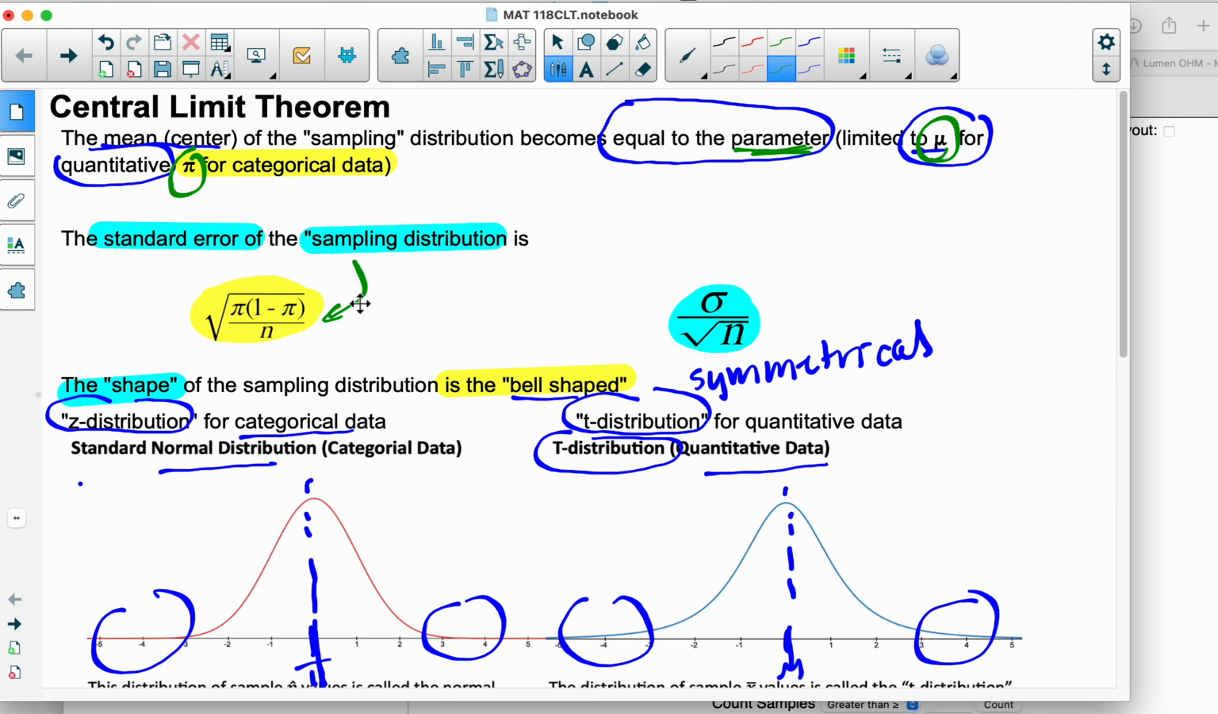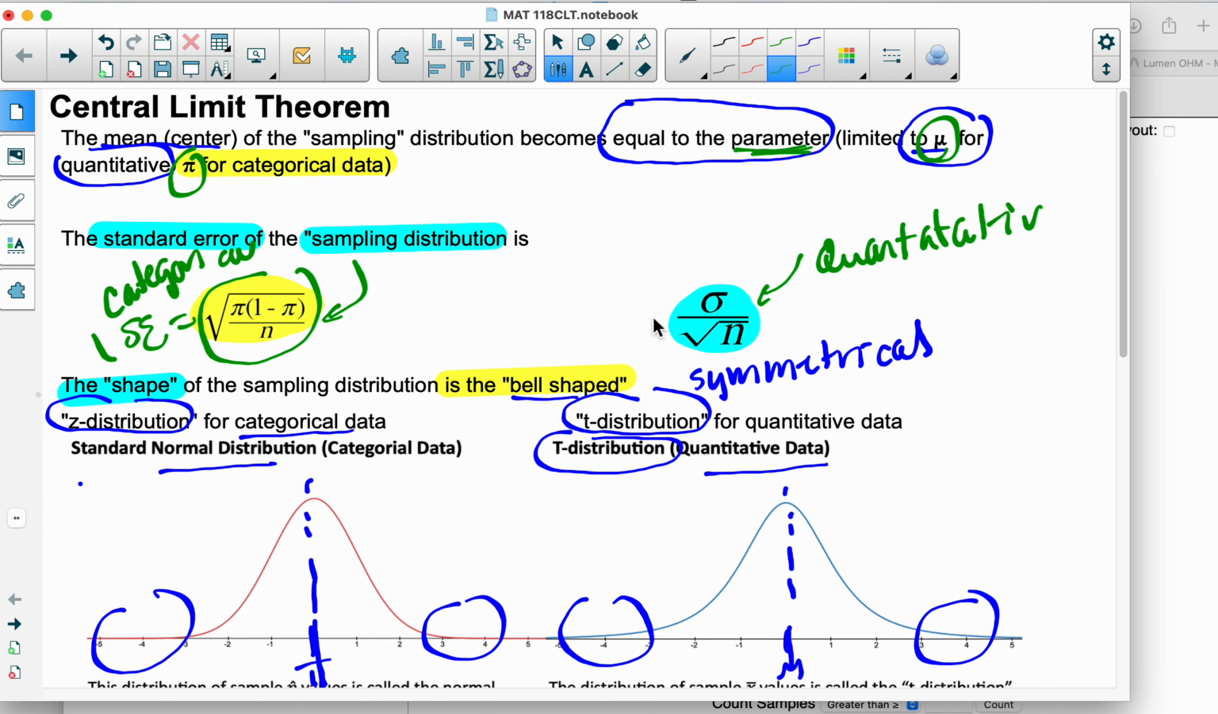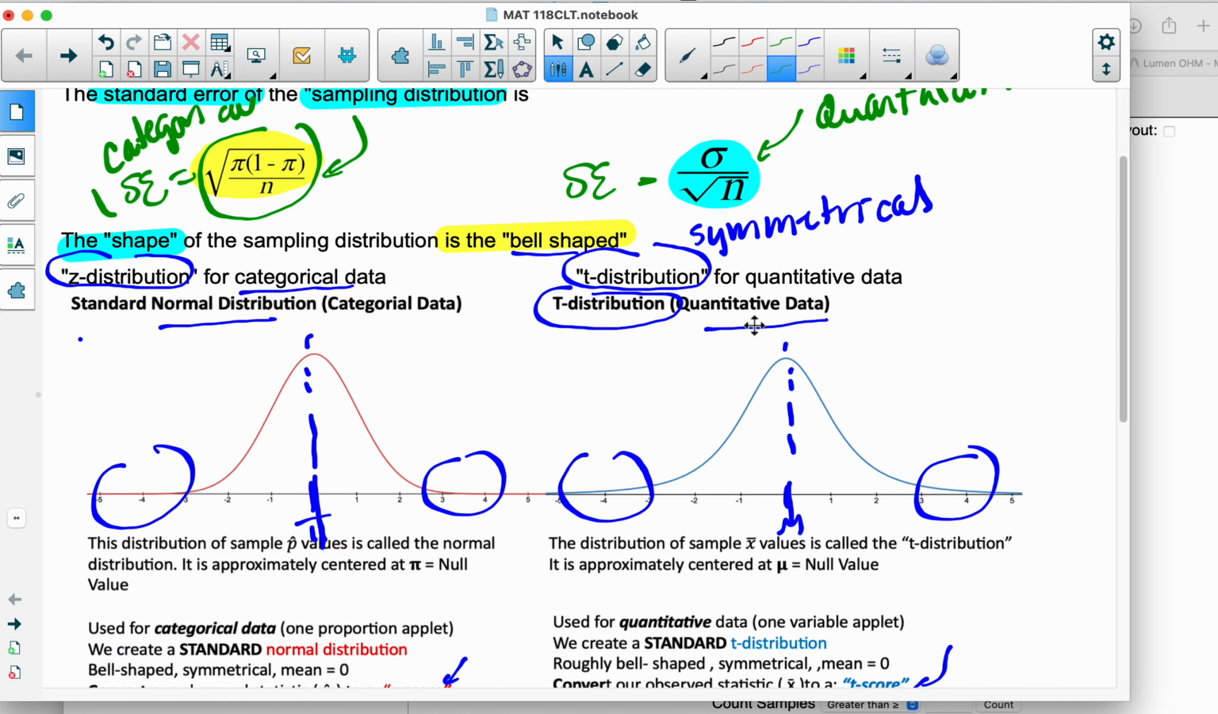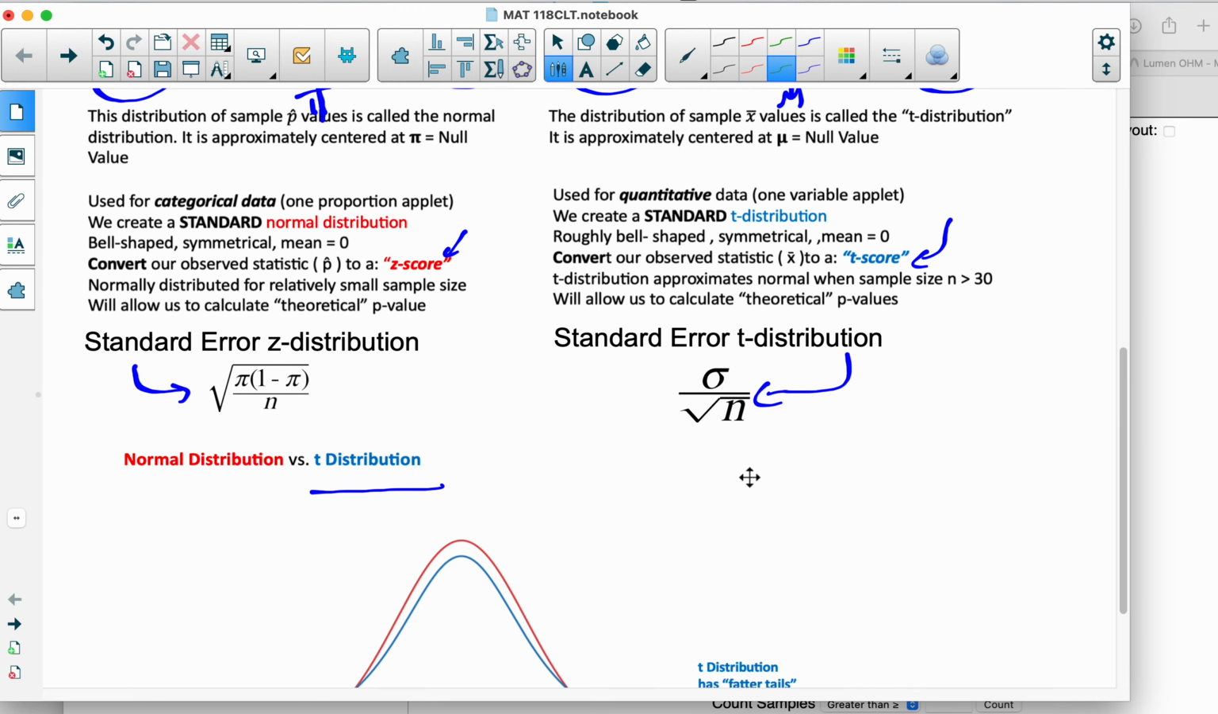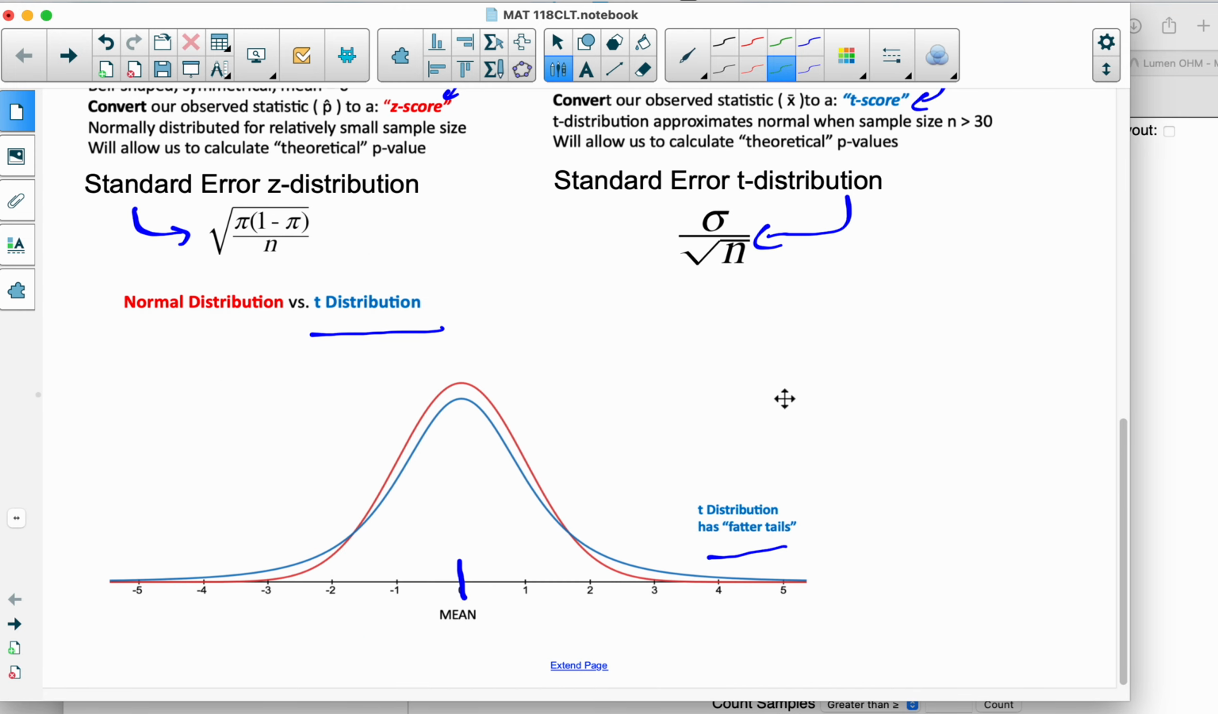The spread of the data, if it's categorical, my standard error, one standard deviation, is this. If I have quantitative data, my standard error, or my standard deviation, or the spread of my distribution, is sigma over the square root of the sample size. So I can create a standard distribution. It will behave in a very predictable way.